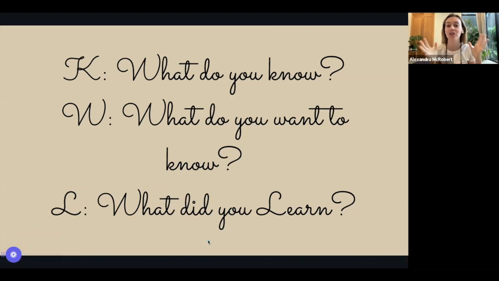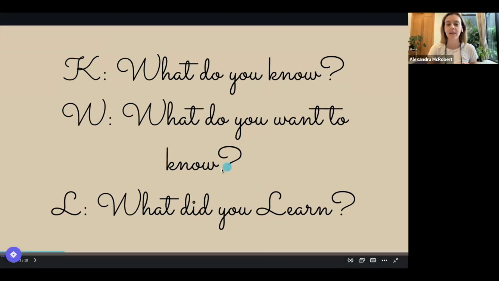So the K is what do you know? The W is what do you want to know? And then the L is what did you learn? So it's a way to track your learning. So let's just take 2 minutes. If you have a journal in front of you or your phone or whatever, I want to invite you to write what you know and then what you want to know. So just the K and the W. And we will reconvene after 2 minutes.